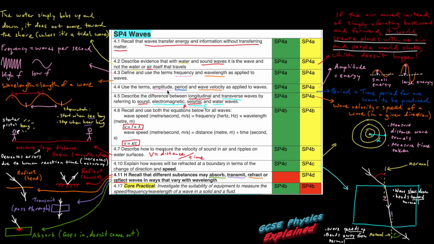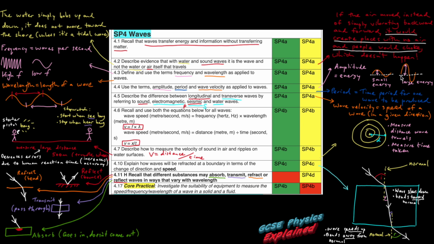Use the terms amplitude, period and wave frequency as applied to waves. Amplitude just basically means how much energy the wave's got. So if it's got a small energy, it would just go from the middle section where there's zero energy, it would just go up a little bit. Whereas if you've got a large energy, then the amplitude would be big.